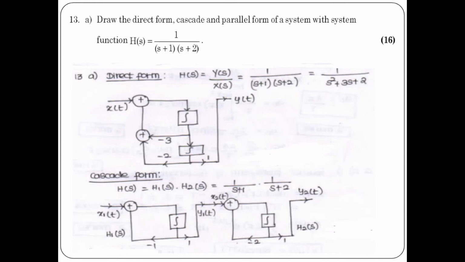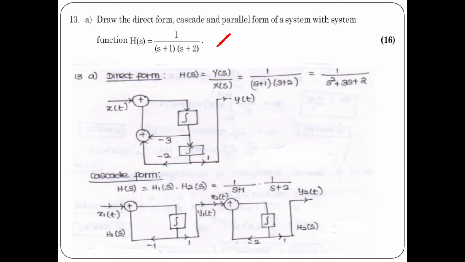Draw the direct form, cascade and parallel form of a system with system function H(s) equal to 1 divided by (s plus 1) into (s plus 2). So direct form we have to draw. There are two types, direct form 1 and direct form 2, in which direct form 2 is best, which requires the minimum number of elements, delay elements.